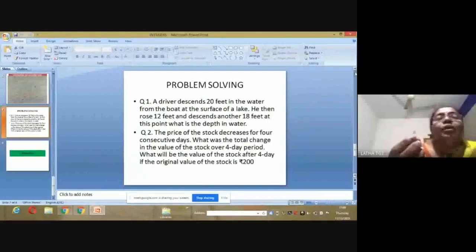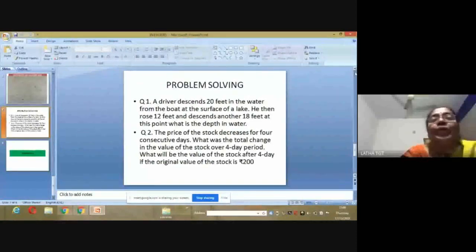Like small examples when we give for children, like debit and credit. So for that, what are the signs we use? Those will already be explained to the children before, and whatever they have learned, they will use in this word problem. So a diver descends 20 feet in the water.